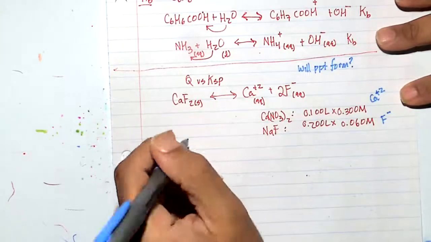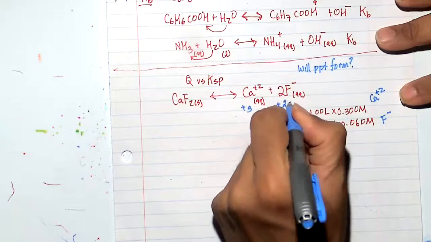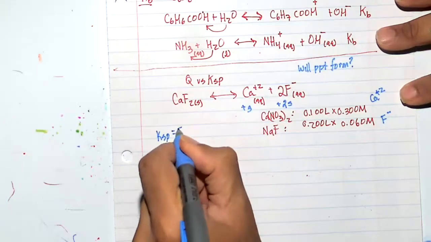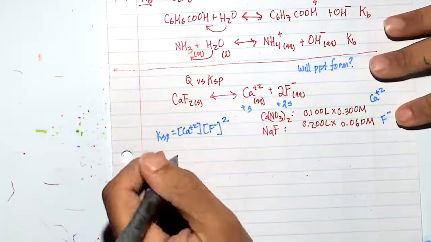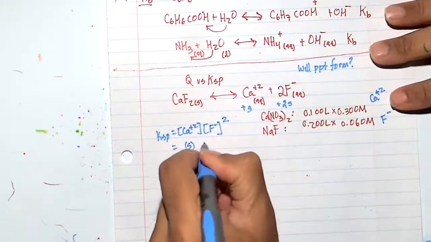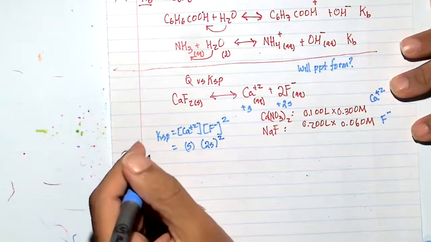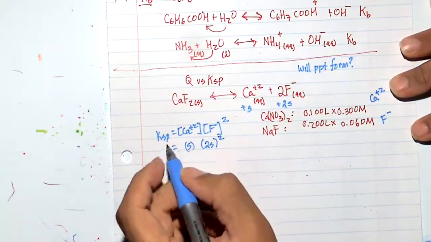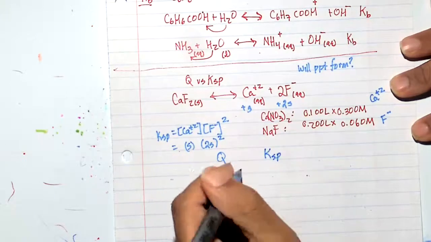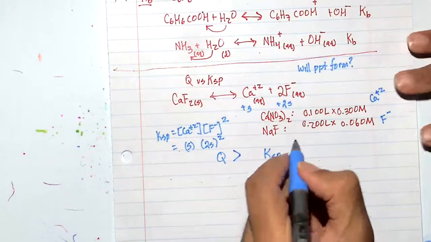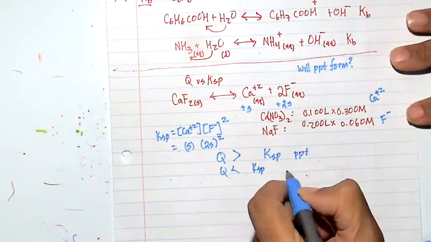Okay. So first you have to write your Ksp equation. This is going to be plus S, plus 2S. And then your Ksp is going to be calcium ion times F minus squared. Does this ring a bell to everyone? Calcium ion is S, fluoride ion is 2S, but we have to square it. The Ksp is whatever it is in the book. And then you're going to compare this value to Ksp. Here you're going to put Q first, and then use the alligator rule. If it's greater than Ksp, you're going to get a precipitate. If it's less than, these two will not precipitate out, it will still remain in solution.